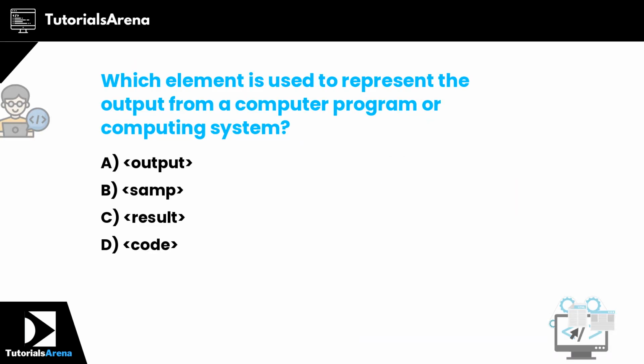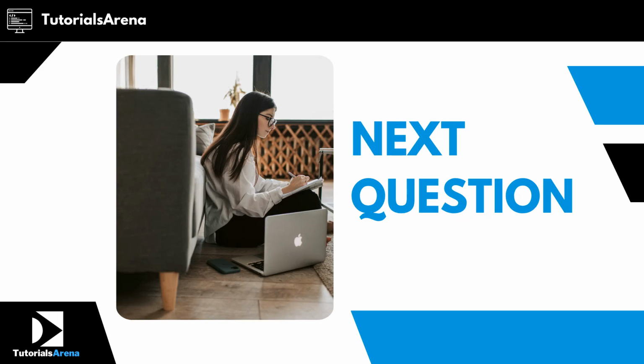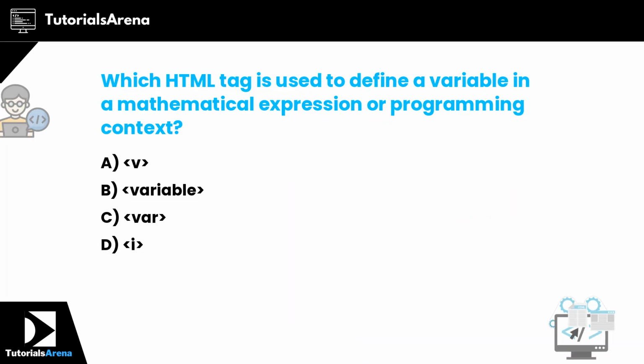Which element is used to represent the output from a computer program or computing system? The correct answer is option B, samp. Which HTML tag is used to define a variable in a mathematical expression or programming context? The correct answer is option C, var.